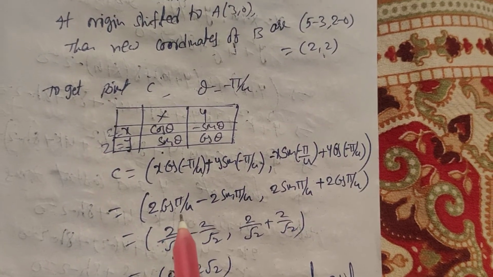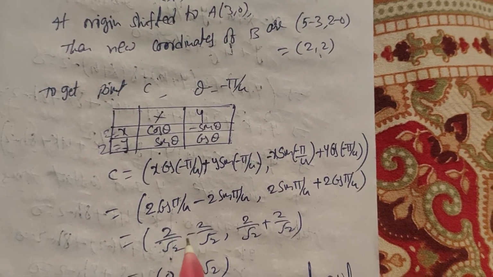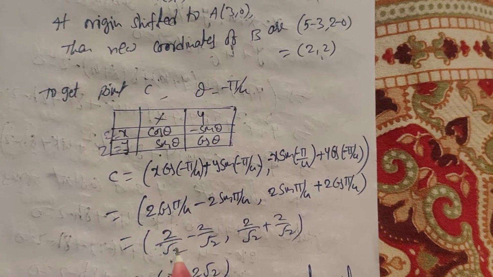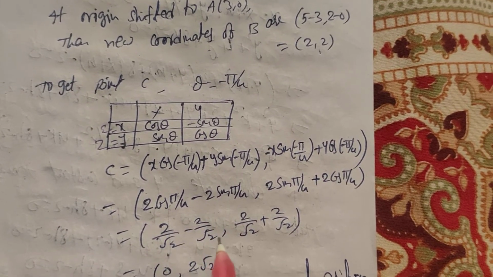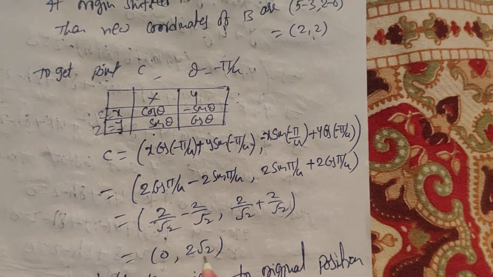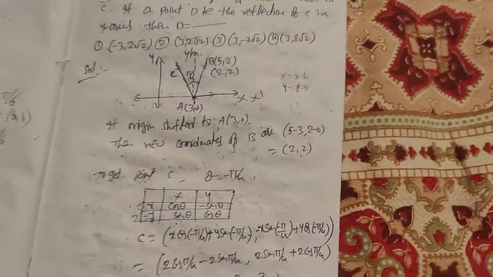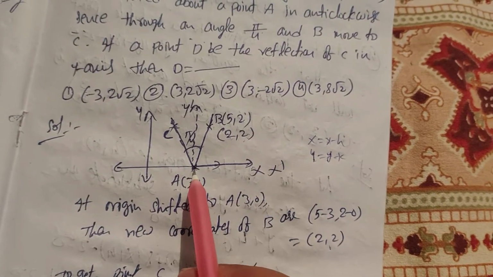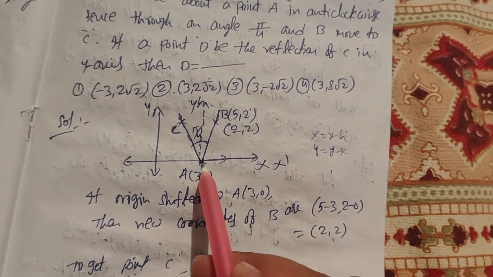This is equal to, cos pi by 4 and sin pi by 4, both values are 1 by root 2 only. So 2 into 1 by root 2 is 2 by root 2, minus 2 into 1 by root 2, 2 by root 2. So it is also 2 by root 2 plus 2 by root 2. This is equal to 0 comma 2 root 2. But this is after shifting the origin to 3 comma 0.